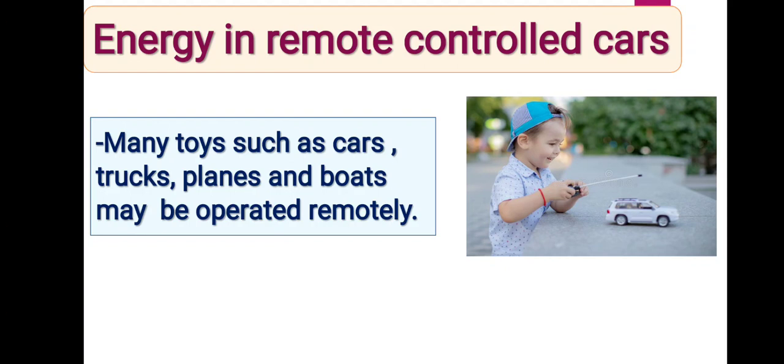So this is a car, and this car can move. It has a source of energy like a battery, and I can control its moving by remote control. So this car can move remotely. Remotely means by remote control.